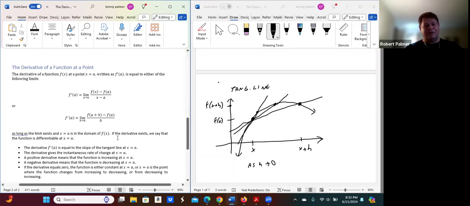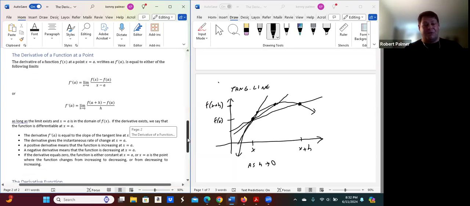So as long as I don't have to worry about holes in the graph, or jump discontinuities, kind of discontinuity, we're trying to avoid that right now. Basically, as long as that limit exists, then this is called the derivative. A few facts about the derivative.